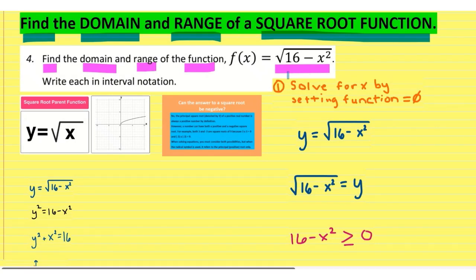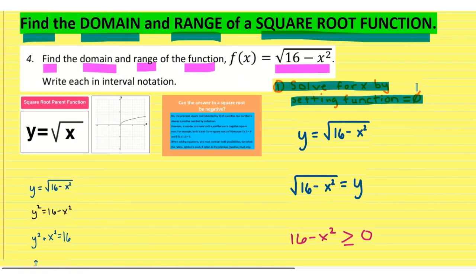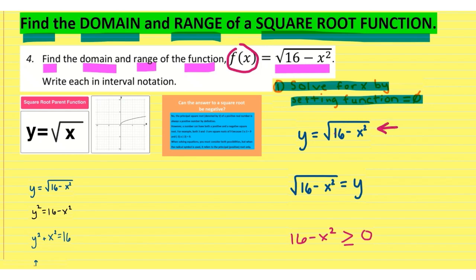Okay, we're now going to look at our square root function in a different way. Essentially, we're going to solve for x by setting the function equal to 0, which is kind of how we solve quadratics. When we have a quadratic, we factor it, and then we set each of the factors equal to 0. So it's the same kind of idea. The first thing I'm going to do is exchange the f of x notation for y, and I've done that here. y is equal to the square root of 16 minus x squared.